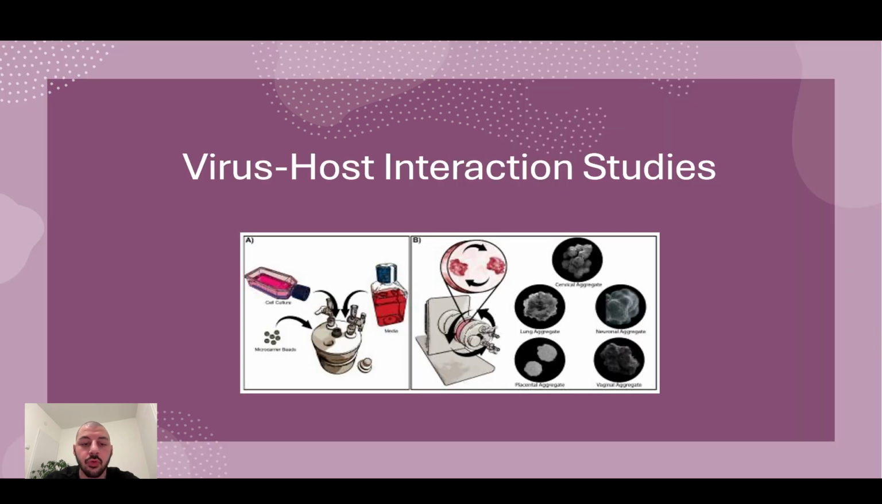Now moving on to the role in virus-host interaction studies. Rotary wall vessel bioreactors also provide unique opportunities to study virus-host interactions. Cells cultured in these bioreactors form polarized 3D structures with tight junctions, microvilli, and mucus secretion, features critical for studying respiratory viruses such as RSV and PIV3.